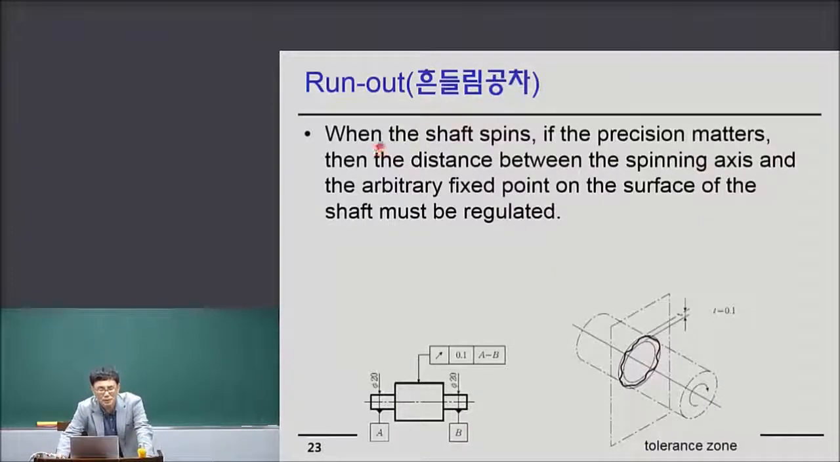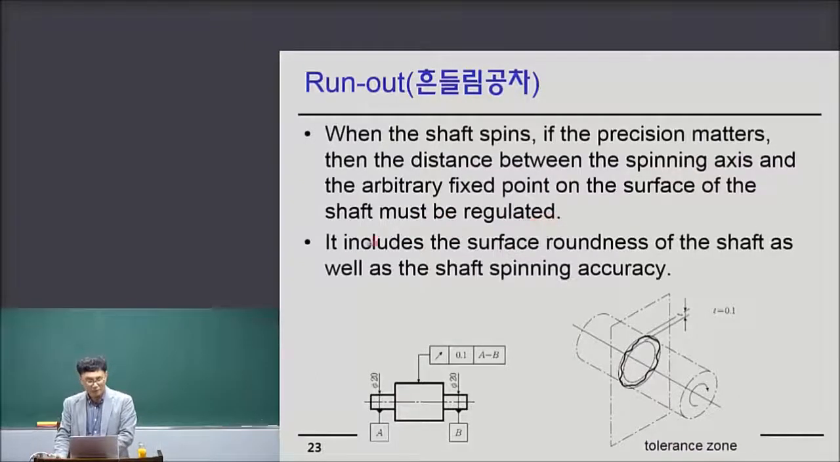Run out means that when the shaft spins, if the precision matters, then the distance between the spinning axis and an arbitrary fixed point on the surface of the shaft must be regulated, right? It includes the surface. So it is regulated by the geometric tolerance of run out. So run out includes the surface roundness of the shaft.